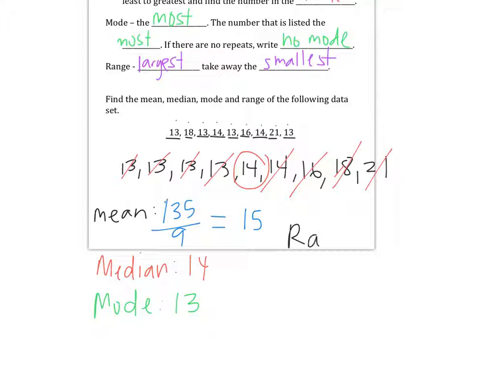Range, the last thing to find, is the highest number minus the lowest number. So 21 minus 13, and that's 8. So those are our 4 data points: mean, median, mode, and range.